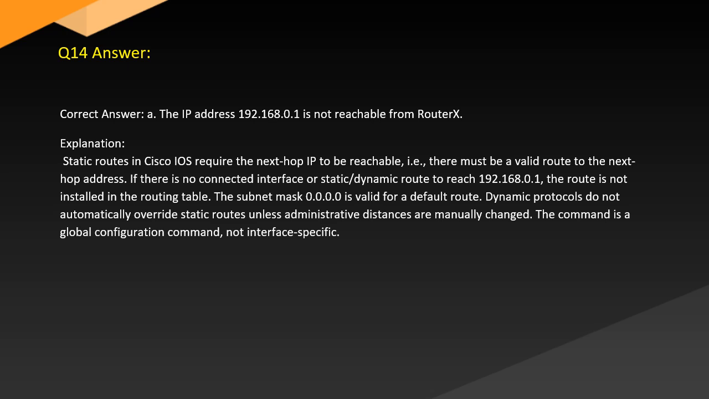The subnet mask 0.0.0.0 is valid for a default route. Dynamic protocols do not automatically override static routes unless administrative distances are manually changed. The command is a global configure command, not interface specific.